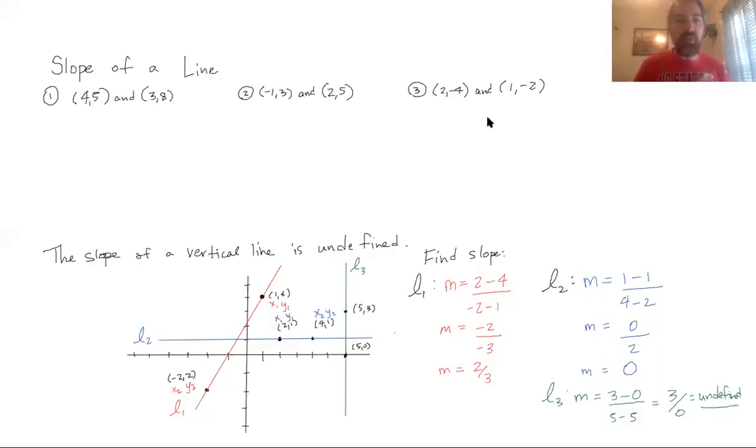All right, so I'm going to let you have some practice here. I have 3 examples here at the top. Take some time, pause the video, and work through finding the slope of these 3. And then you can resume the video and check your answers to see if you got them all correct.